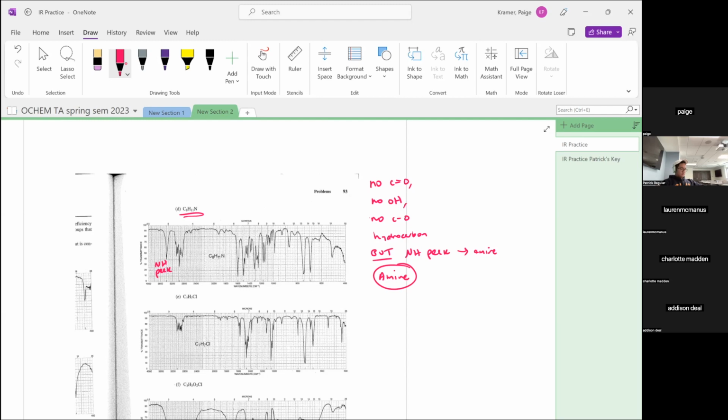And then whether or not it's aromatic, same drill. Here's our C double bonded C stretch. Oh my God, here's some overtones. We do have peaks at 1600 and 1475. And then, yes, we have OOP bends. So, aromatic.